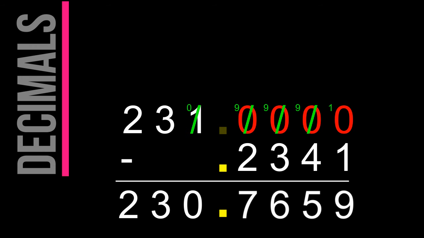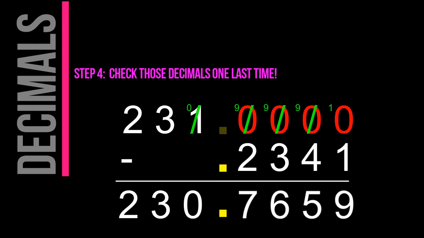Next, let's bring down the 0, 3, and 2. The fourth and final step is to check those decimals one more time and make sure that they're aligned. The answer to this problem is 230.7659.